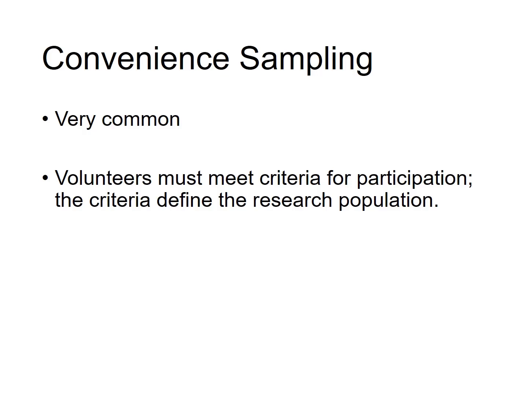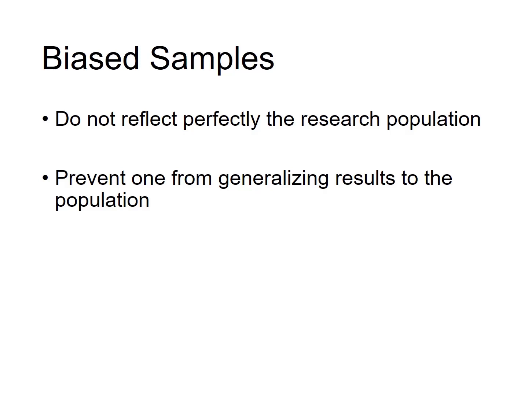They are conveniently located. You might post a flyer on social media and you wait for participants who meet the eligibility criteria to contact you. Sometimes researchers end up with a biased sample. What does this mean? It means that the sample composition does not reflect the research population in composition.